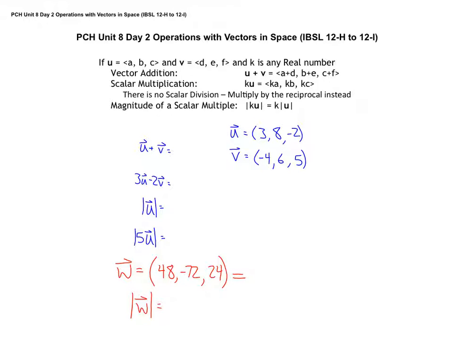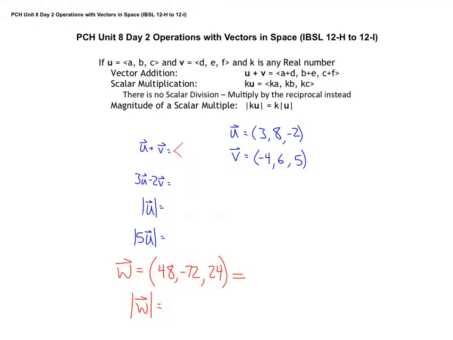Alright, so we're looking at operations with vectors in 3D, and it's a lot like the stuff we did in 2D. I'm giving you a couple of minutes to try these, but let's go ahead and run through some answers here. Someone want to give me an answer to u plus v? Julia? Negative 1, 14, and 3. Good. Negative 1, 14, and 3.